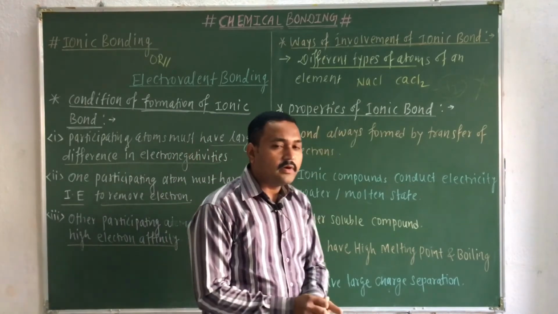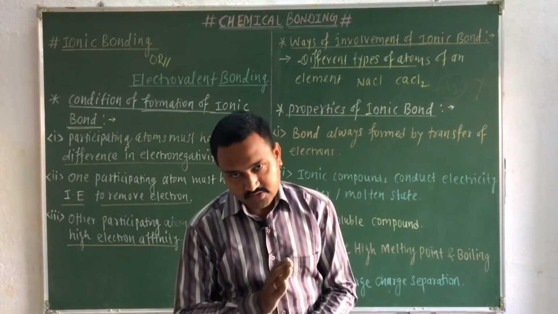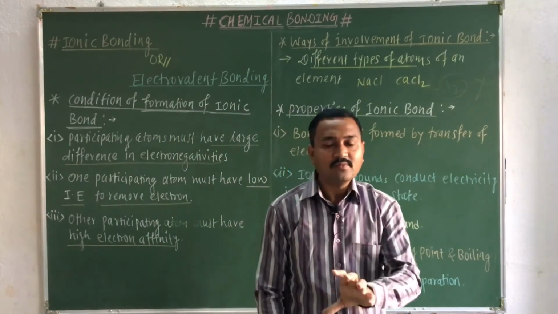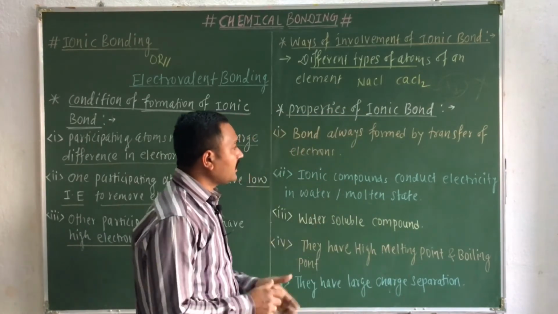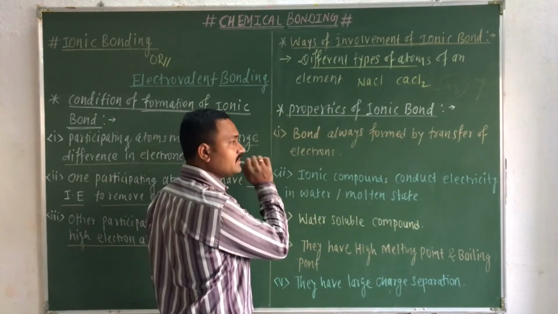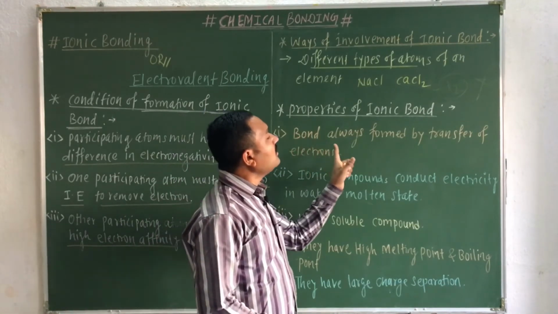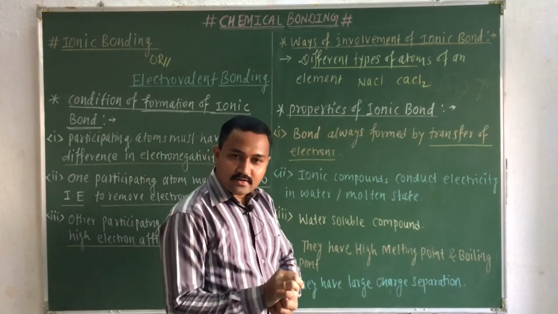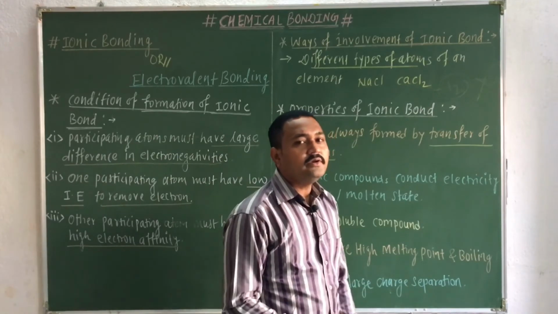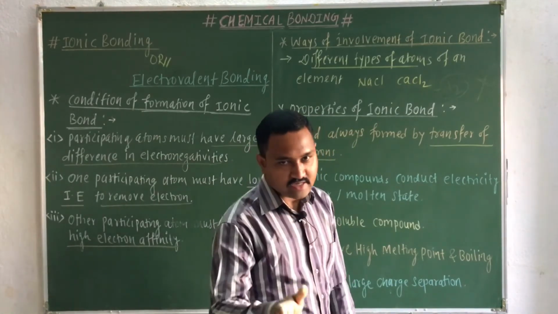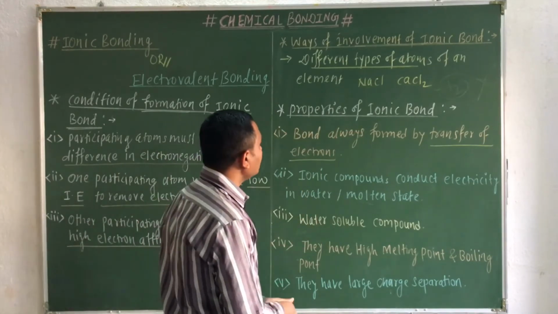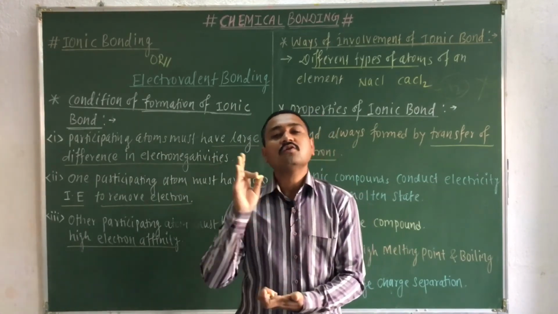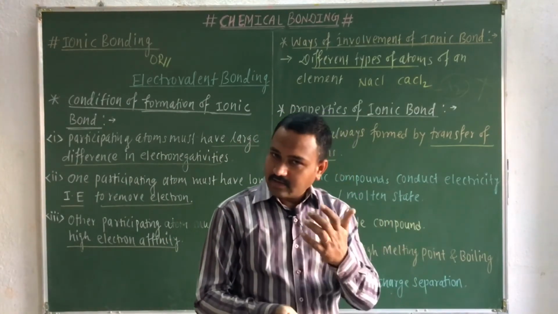Now the next important point that we have to consider while studying the formation of ionic bond is the properties of ionic bonds, which is very important. Just keep these properties in your mind. The first property is that the bond is always formed by the transfer of electrons. So whenever an ionic bond forms, there is a transfer of electrons from one atom to another atom. Several times we are repeating this point. Next important point is that the compounds formed by ionic bonds are known as ionic compounds.